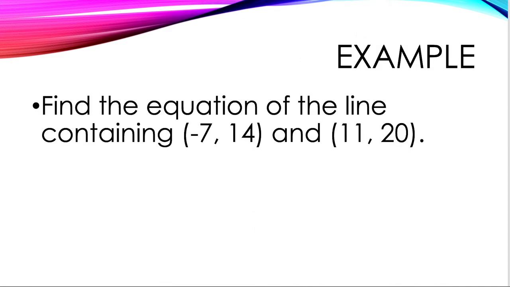Okay, we're going to do one more example. We're going to do this one kind of from start to finish. This is a new example. We want to find the equation of the line containing the points (-7, 14) and (11, 20). So remember that our first step is to find our slope. So I'm going to write my slope formula down.